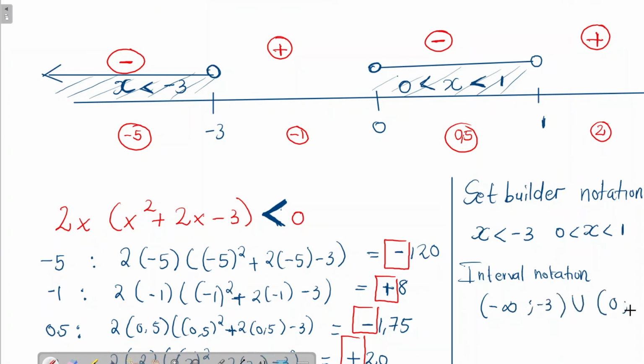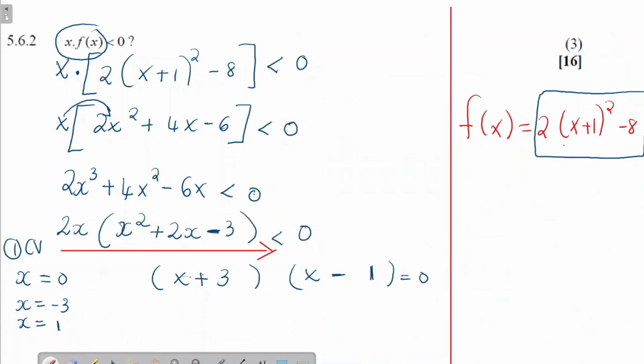All right, guys, I love these last few questions. Just a quick recap when it comes to question 5.6.2, because this one tends to give most learners a hard time. This question wants to find out where this function is less than 0. So the first thing that you need to get is your critical values. Number 2, after you've got your critical values, make sure that you draw a number line and put your critical values on the number line.